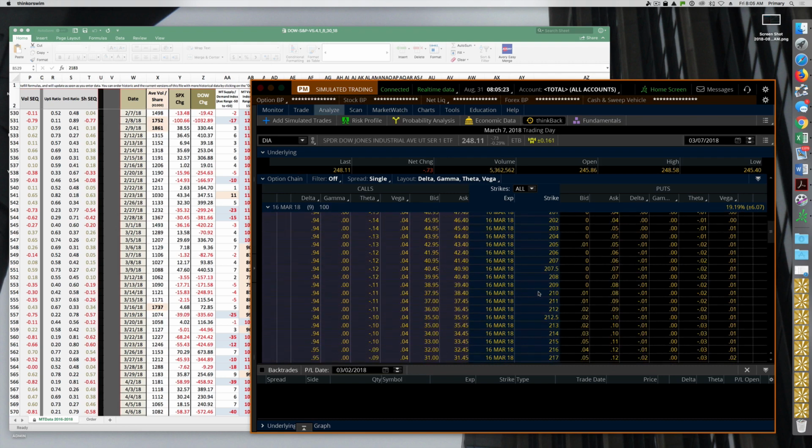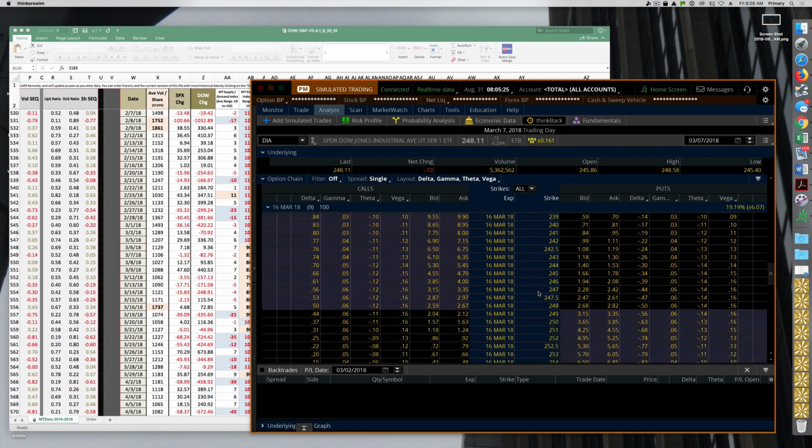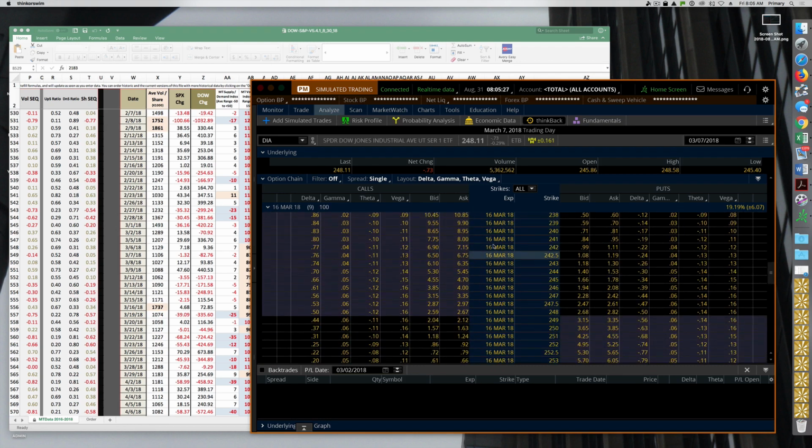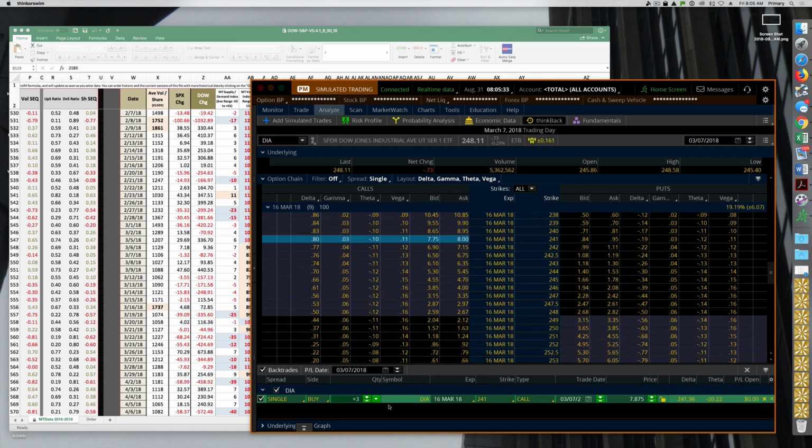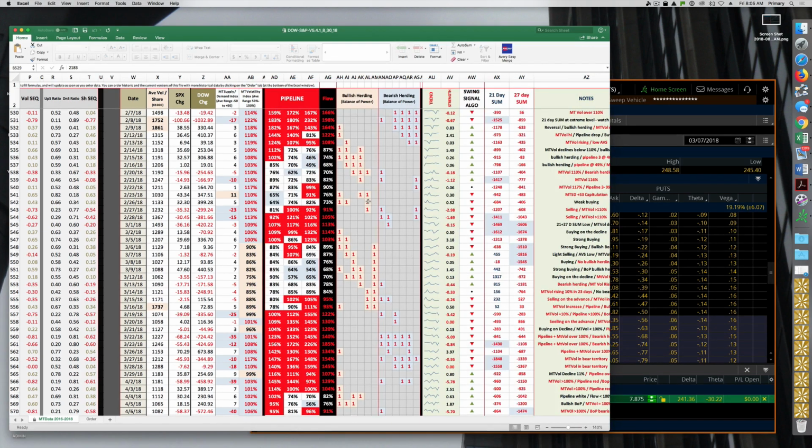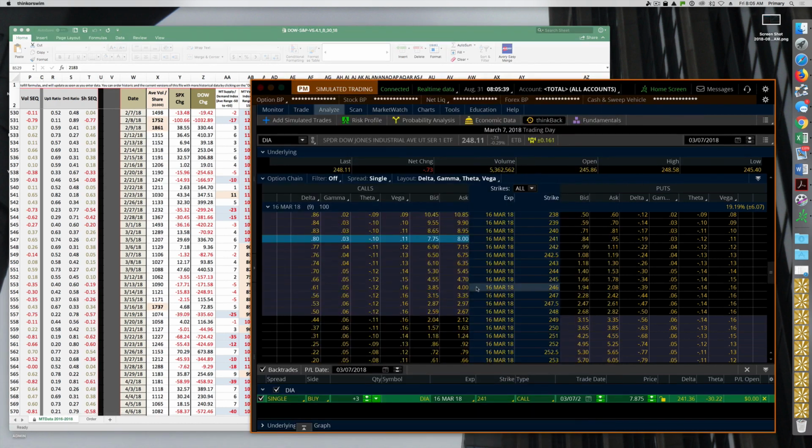So we're going to go ahead and take an 80 delta or better in the money call position, long position. We're going to go ahead and buy those. We're going to take 3 of those. And we're going to go ahead and do the updates. So now we're on the 7th. 7th is the first day we got the signal. We'll go to the 8th.